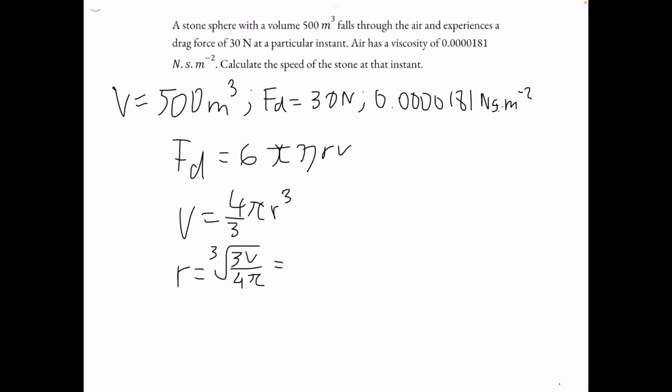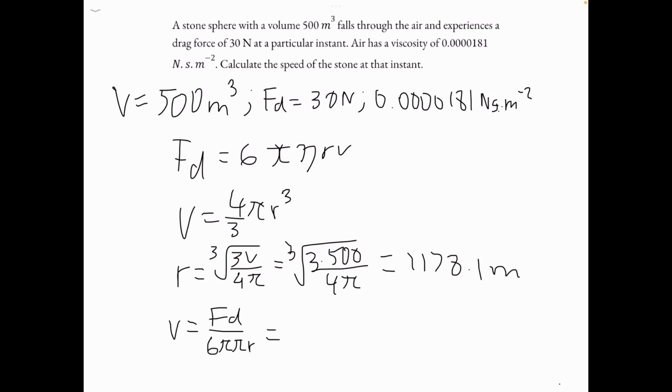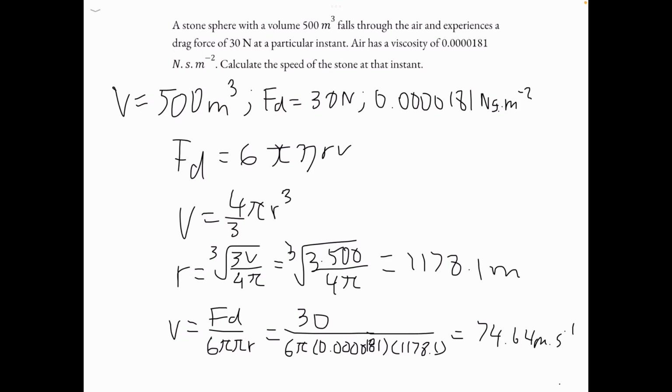Now we can plug in all of our values, which gives us 1,178.1 meters. Now we can plug everything into the formula and rearrange for V, which gives us 74.64 meters per second.